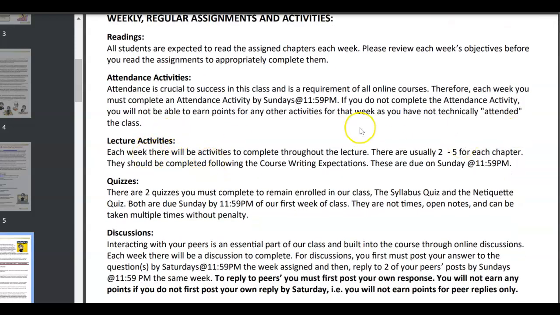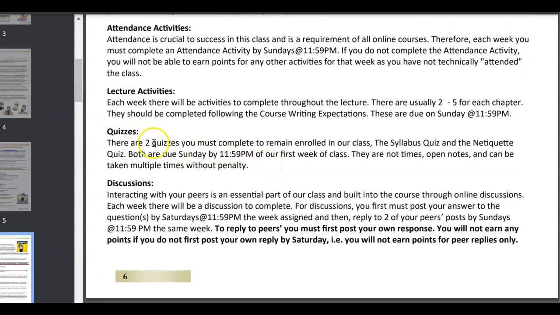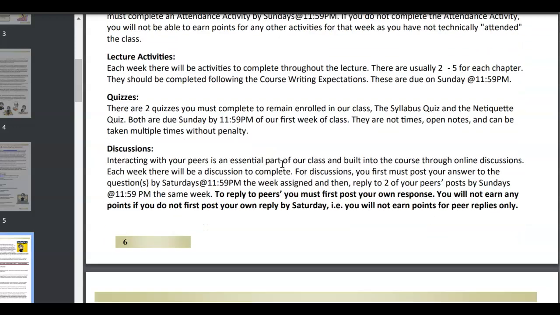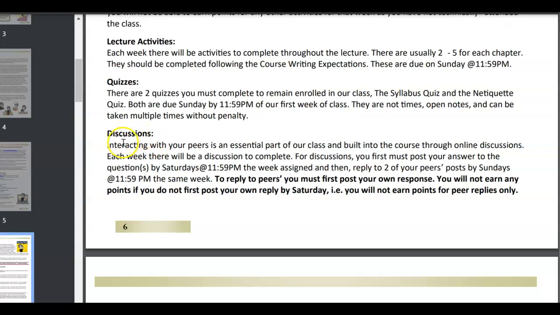Lecture activities, there's usually a couple of those you have to do. Those are also due on Sunday. Quizzes, you only have the 2 the first week, the syllabus quiz and the Netiquette quiz, and there's video walkthroughs for all your assignments. So if you have any questions, the video walkthrough should answer those. And then here we get to the caveat, the discussion.